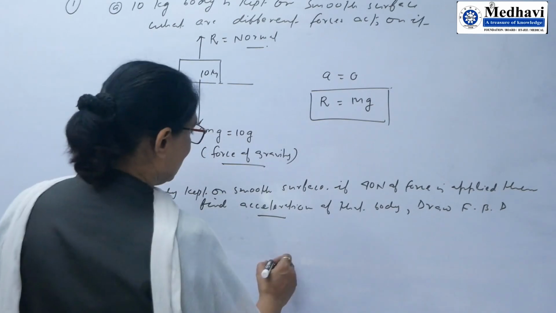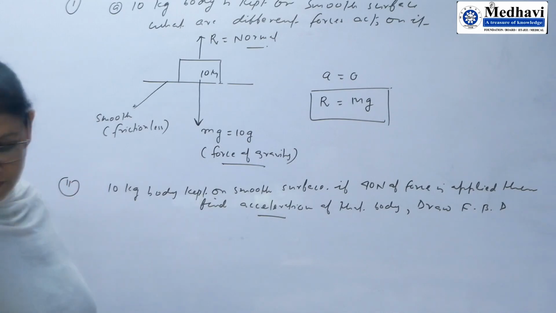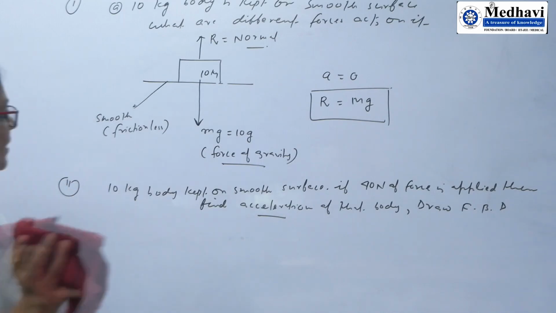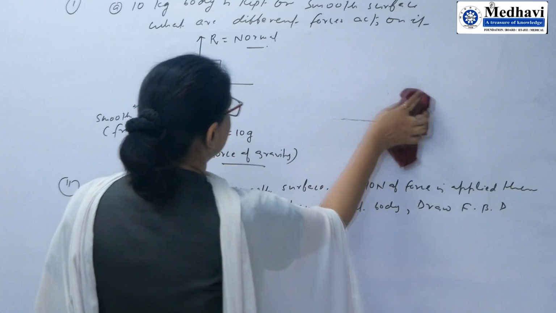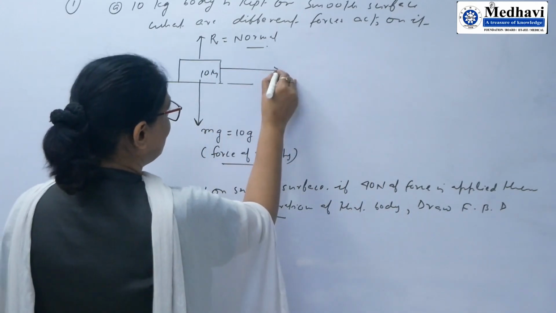So here again the body is smooth. From the first diagram I will explain. The first diagram is sufficient. Here a force of 40 Newton is acting.